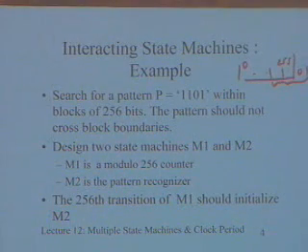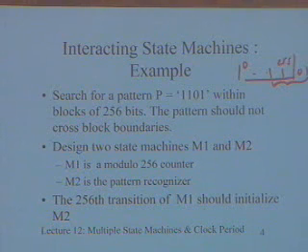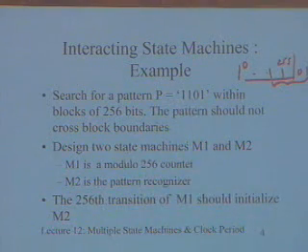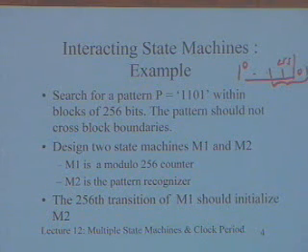And so I can do it in this manner. I can design two state machines, M1 and M2. I am talking of not designing one state machine now, but two state machines. One is a modulo 256 counter, something which is just counting 0 to 255, and M2 is a pattern recognizer. I can go ahead and design this M2 in exactly the same manner as I have designed previously. But of course, we will see that because now both these two things have to work together, some modifications would be required.